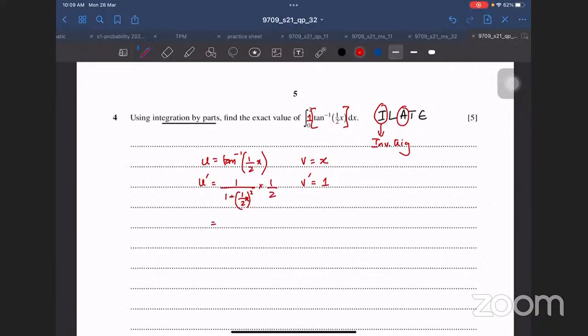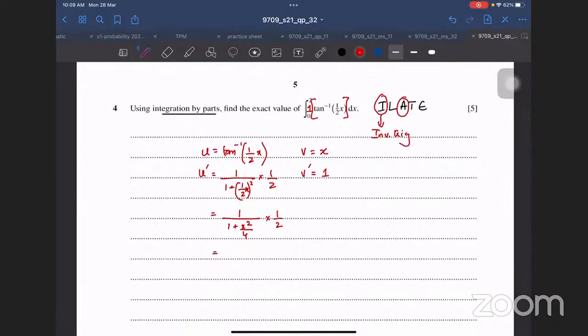What I'm going to do is simplify this first so that I can write this together. This becomes 4 over 1 plus x squared, into half, which is 2.